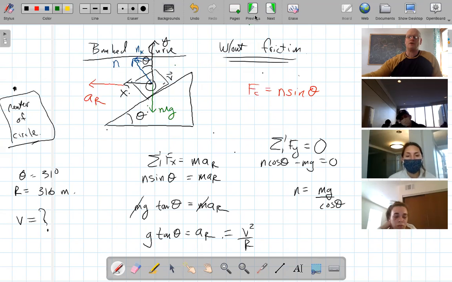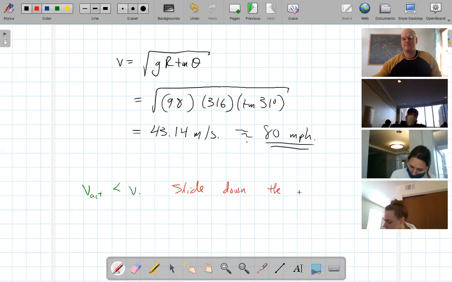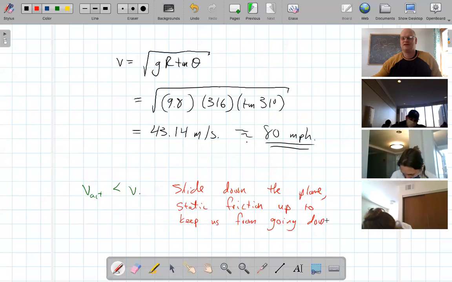Okay. So notice that here, if my speed was less, then my car would want to slide down the plane, which means that we need static friction acting up the plane to keep us from sliding down. So in this case, we would have to modify our free body diagram. So let's talk about that.